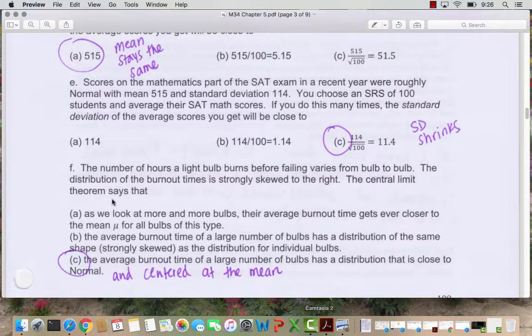E is now that same scenario, but now they're asking what's going to happen to the standard deviation of the average scores if we do a sampling distribution. So we know in a sampling distribution, the distribution shrinks or becomes compressed. So if you look at answer choice C, that's following our formula, sigma. The standard deviation is 114 divided by the square root of n, where n is 100.